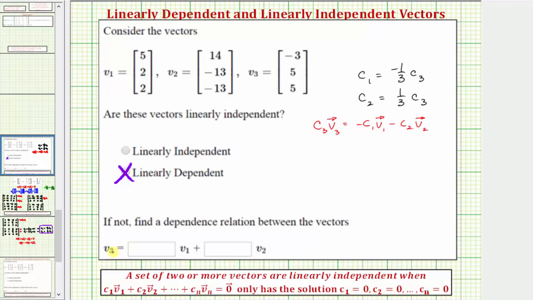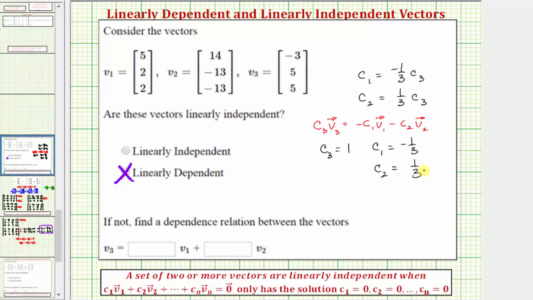And again, now to express vector v sub 3 as a linear combination of v sub 1 and v sub 2, if we want v sub 3 here, notice that C sub 3 is equal to 1. So if C sub 3 is equal to 1, notice how this tells us that C sub 1 is equal to negative 1/3, and C sub 2 is equal to positive 1/3.